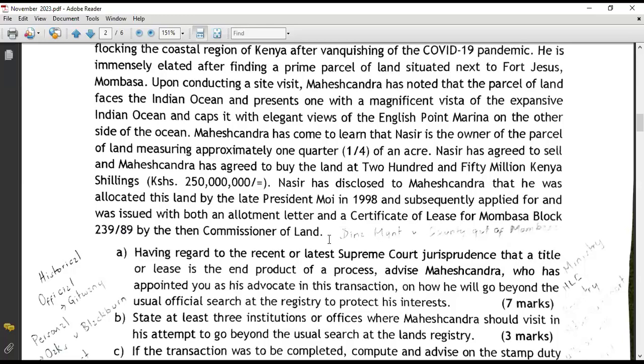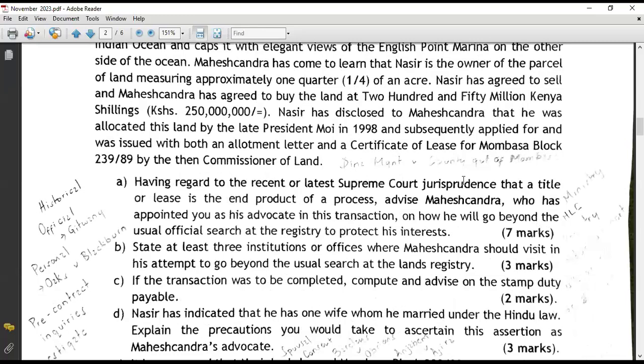So from reading this question, Nasir wants to sell it to this person, Macharia, but he applied. He was allocated by late President Moi in 1998, and subsequently applied for and was issued both allotment and certificate of lease by the then Commissioner of Land. Of course, in 1998, the National Land Commission was not there, and this public land was being issued by the then president. So, having regard to the recent Supreme Court jurisprudence that a title of lease is the end product, advise Macharia who has appointed you as his advocate. How will you go beyond the usual official search at the registry to protect his interest?